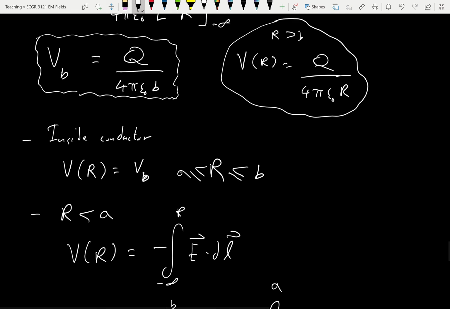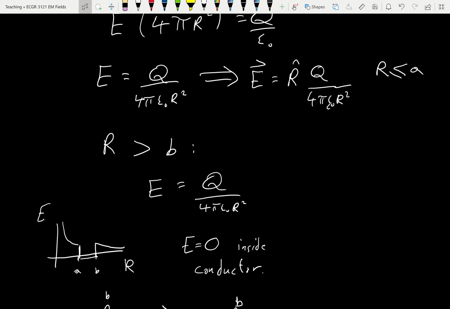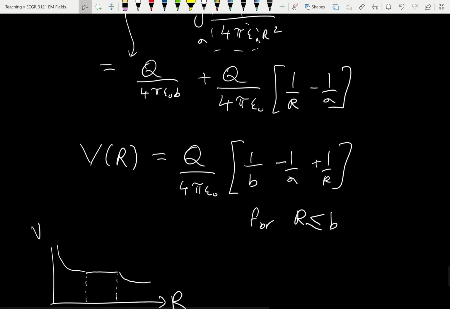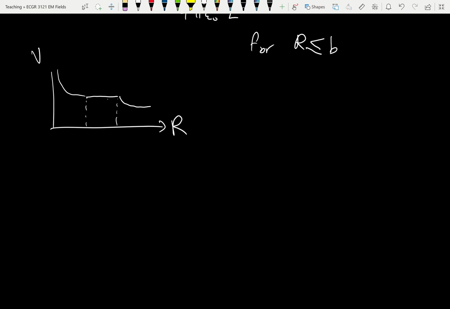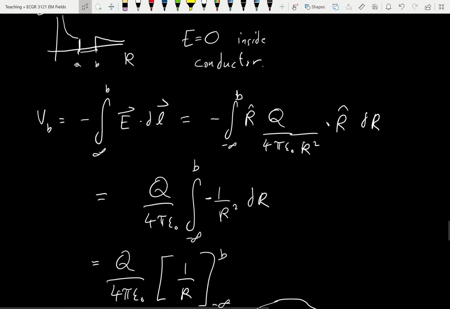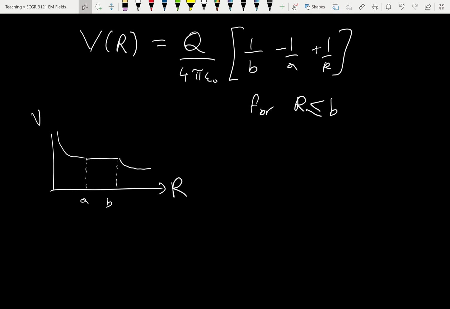Okay. Let me double check if I did the other figure right. Oh, sorry. I think, yeah, it's still A, B. As I'm going from the middle to infinity, I'm hitting A first and then B. Okay. So this is what it looks like. Notice the difference between the electric field and the potential energy.